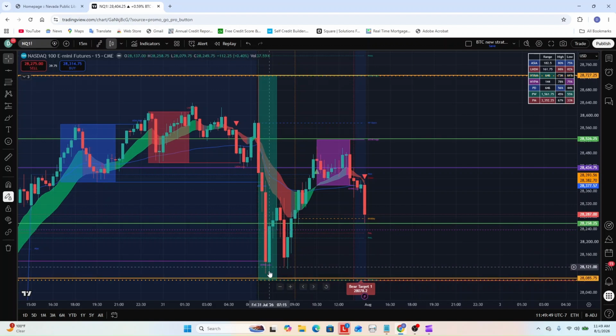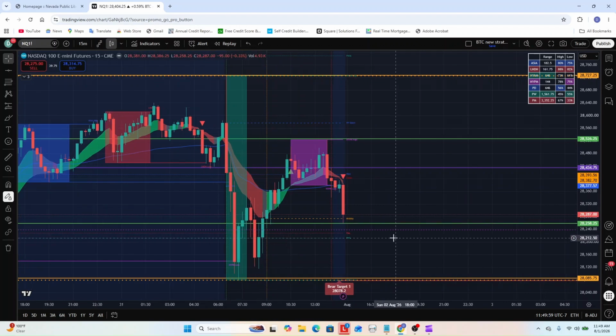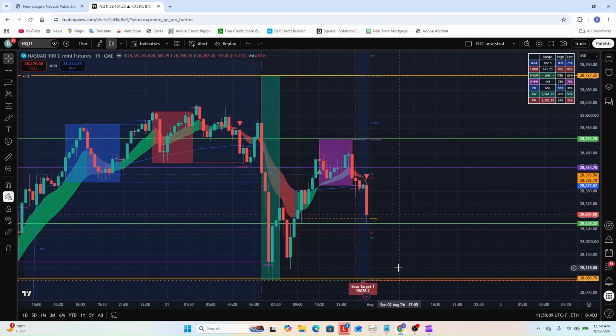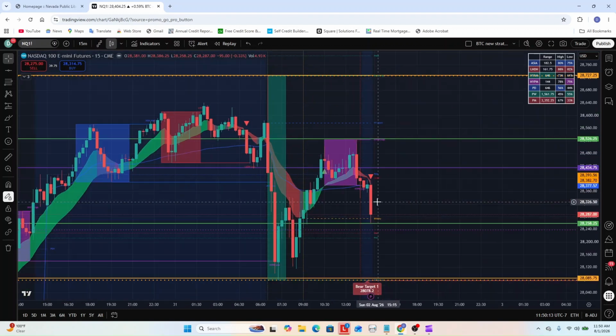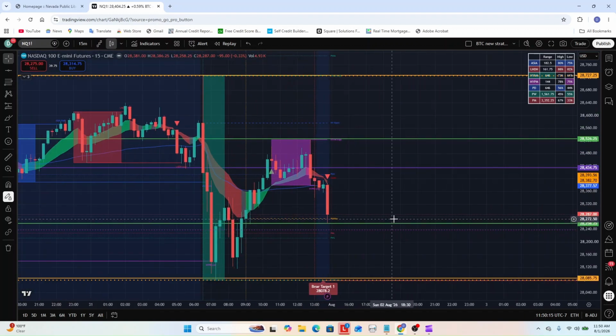So again, the key areas that you have marked out could be very good target areas that you can aim for. Then this is the 15-minute. Again, look how perfect these are. Very, very perfect.